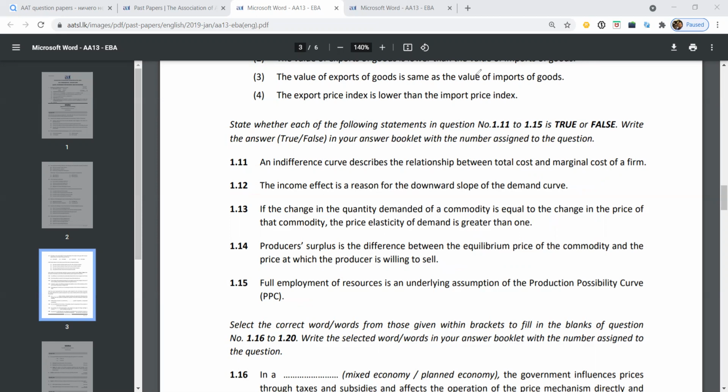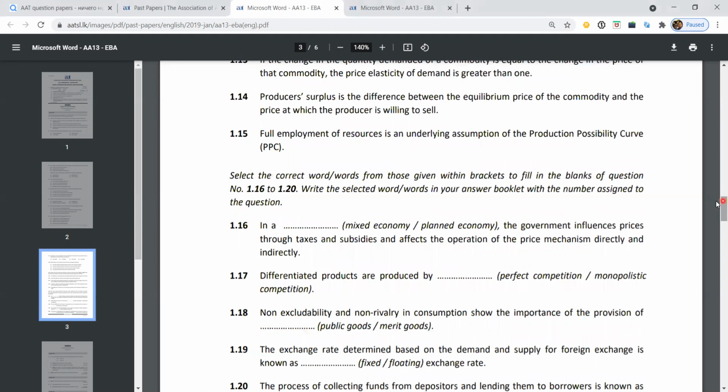In the next one, in a mixed economy or planned economy, the government influences prices through taxes and subsidies and affects the operation of price mechanism directly and indirectly. So what does that concern? Mixed economy, not the planned economy, influences taxes, subsidies, of course, price mechanism directly and indirectly. So answer is mixed economy.